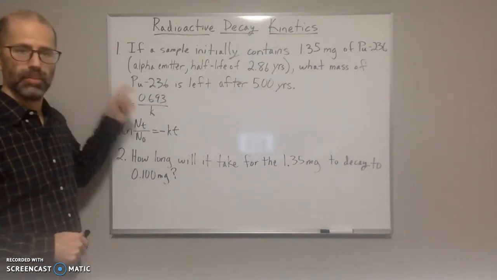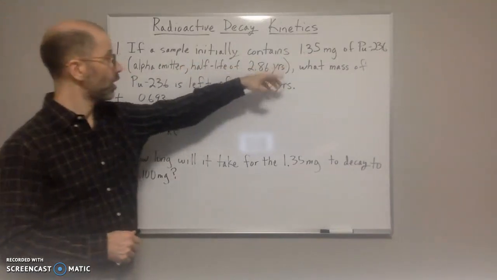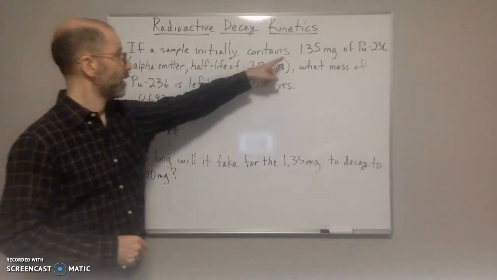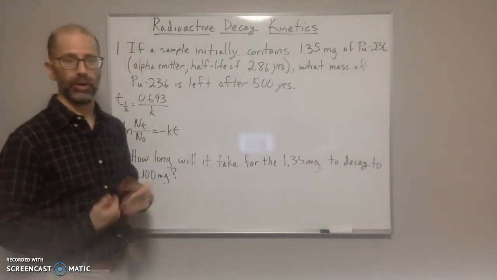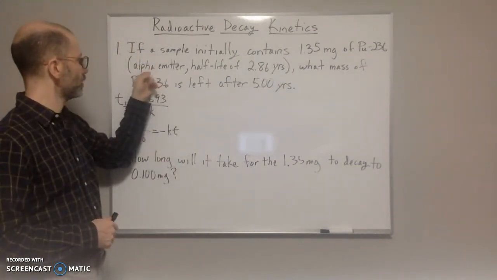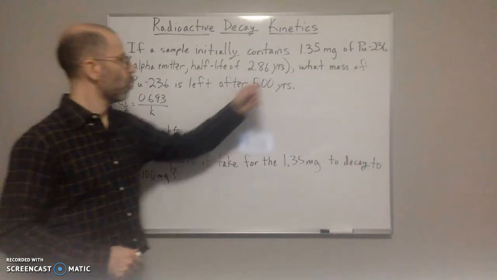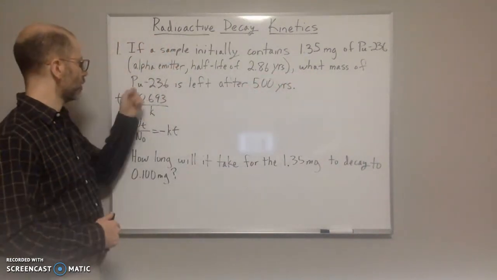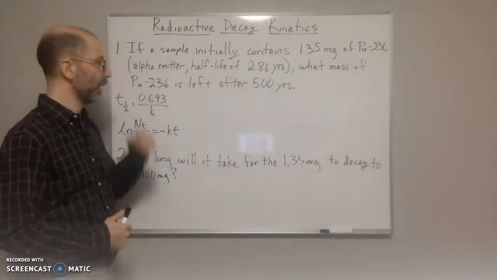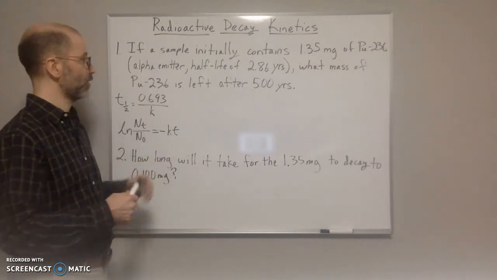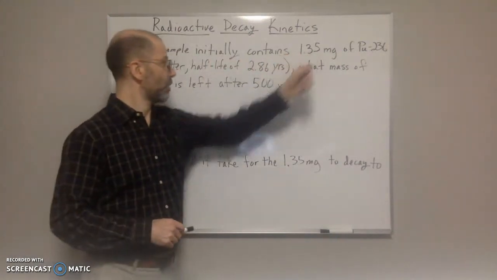So in problem number one, we're given a sample of plutonium-236, and we are told that the sample contains 1.35 milligrams of this stuff. And we're also told it's an alpha emitter, has a half-life of 2.86 years. Then it's asking what mass of the Pu-236 is left after 5 years. Okay, so we've got the half-life. We want to know how much is left after 5 years. We're given the initial amount.